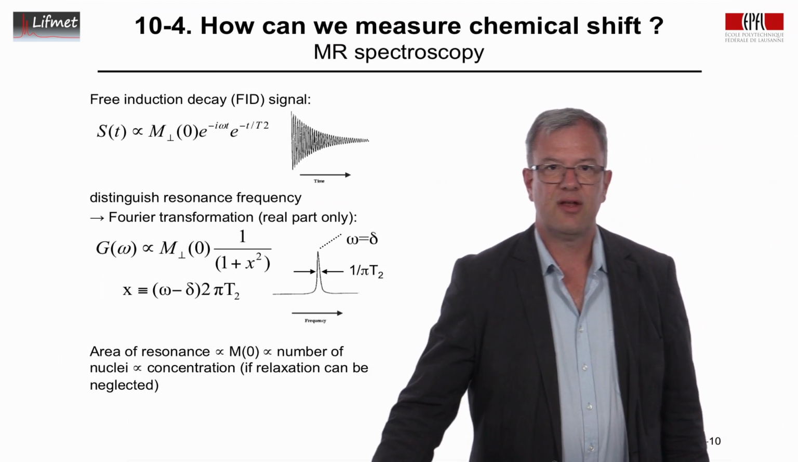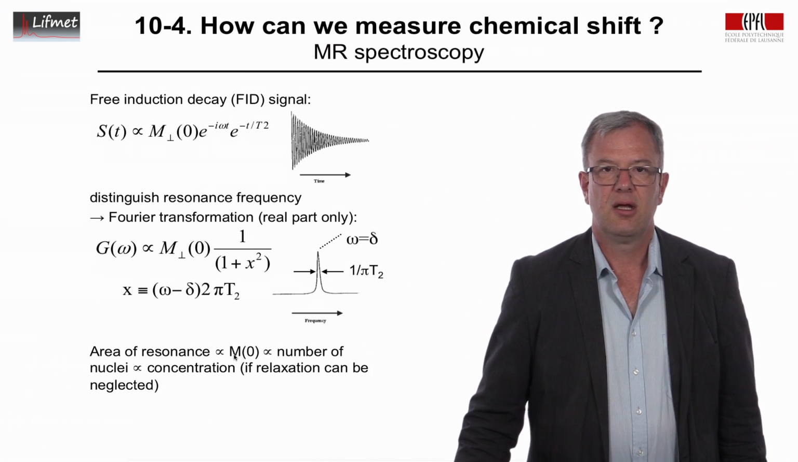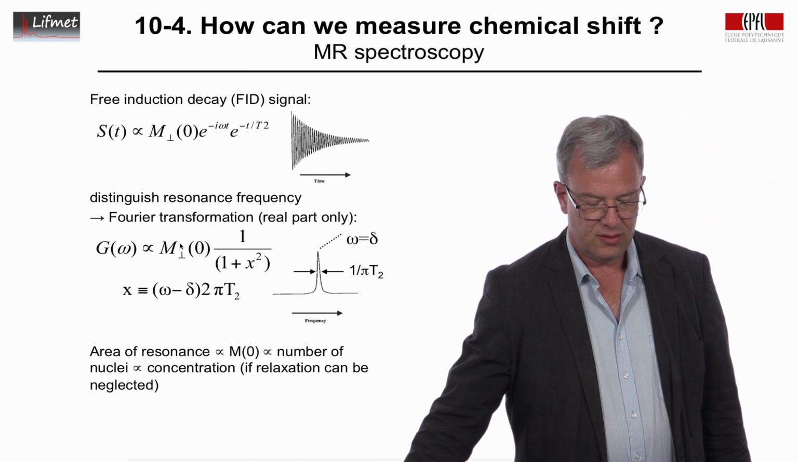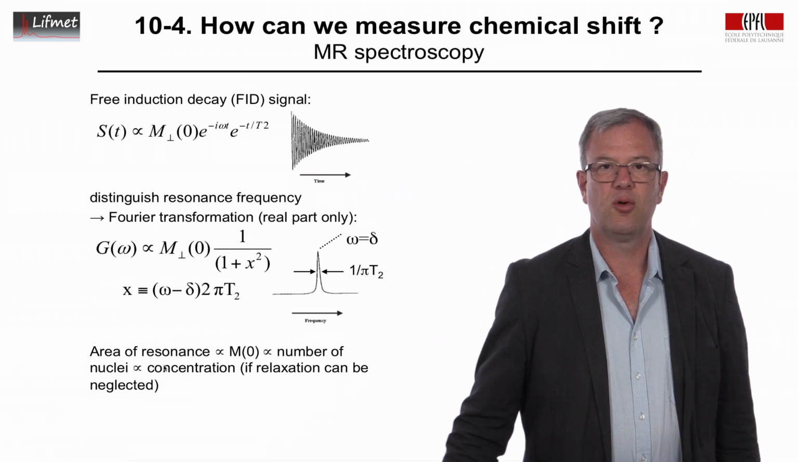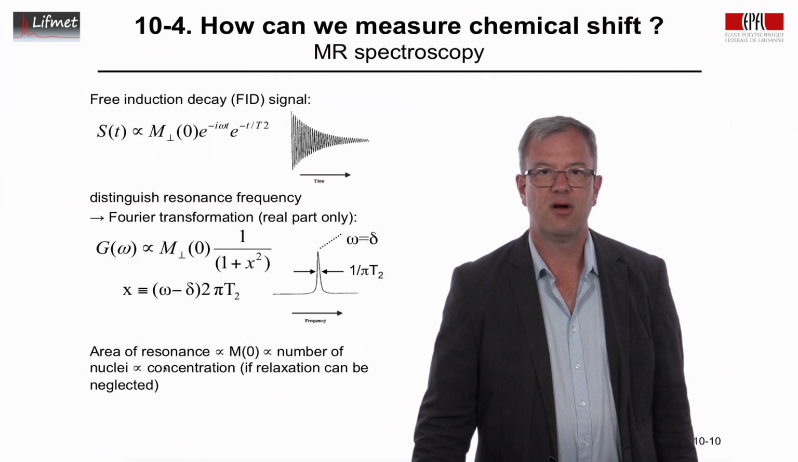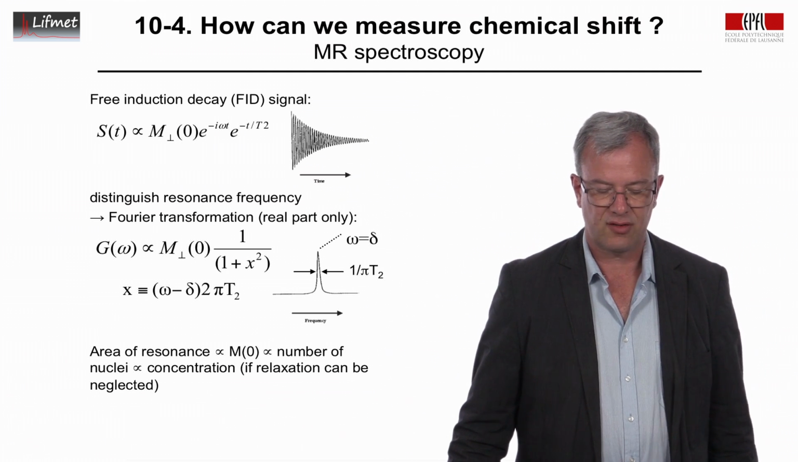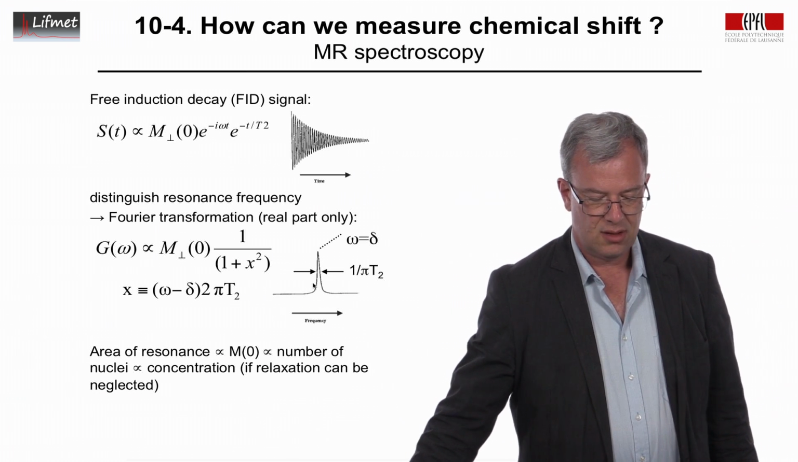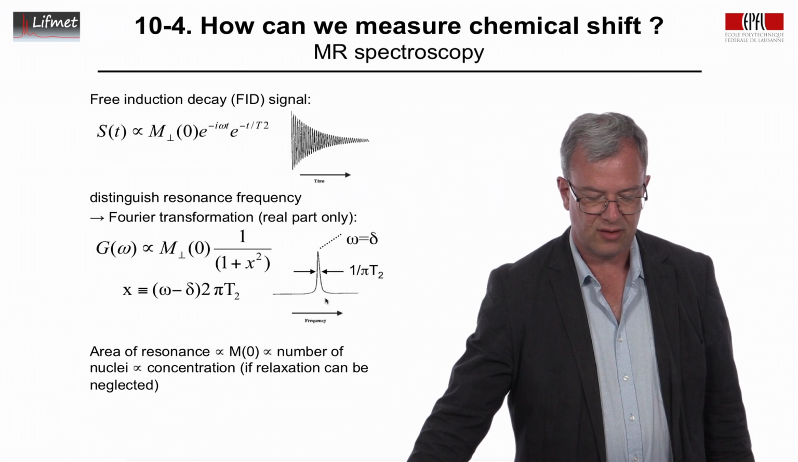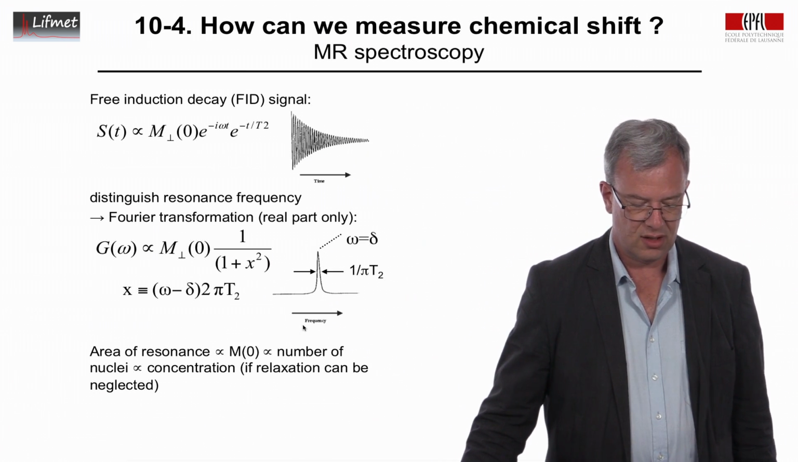Now the area of the resonance is proportional to the magnetization at time 0. This is proportional to the number of nuclei and therefore proportional to the concentration, if one can neglect the effect of relaxation, in particular T1 relaxation. So in this case we obtain a signal where the area of this resonance is proportional to the concentration.